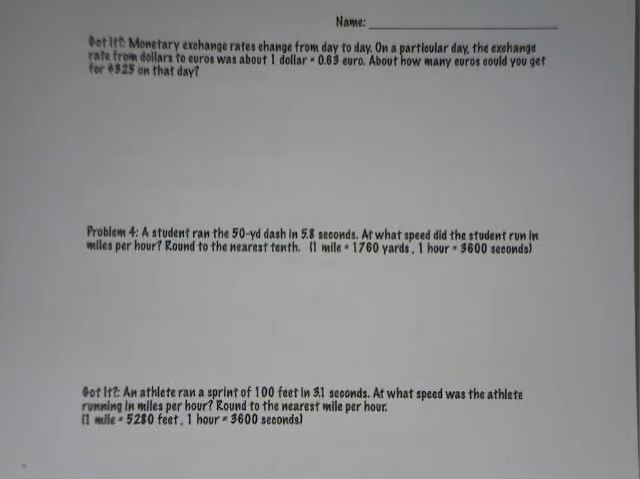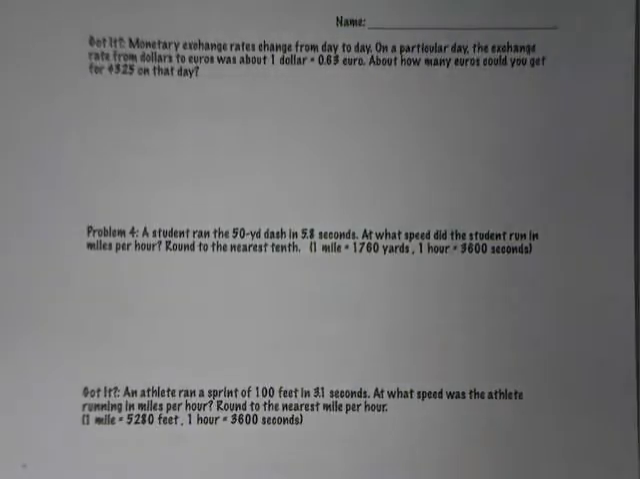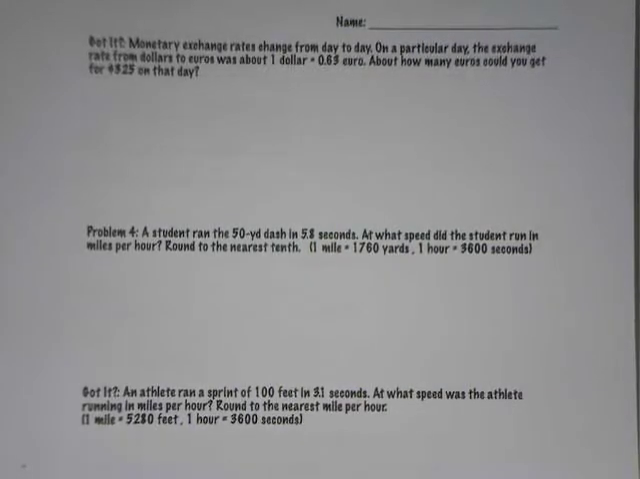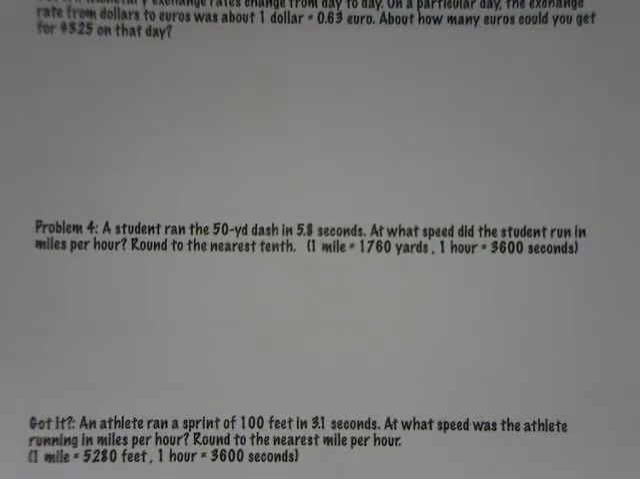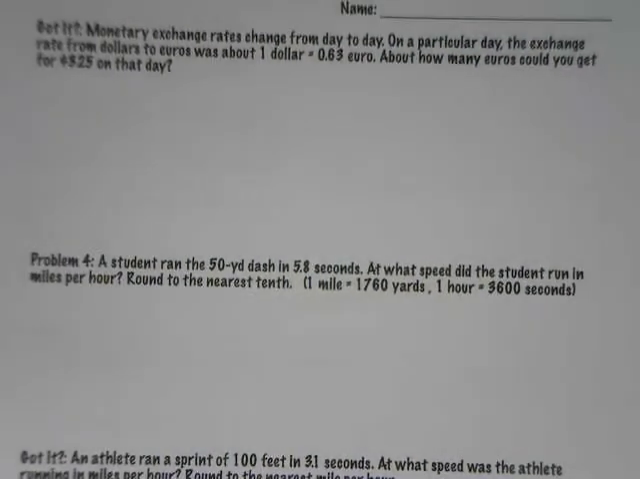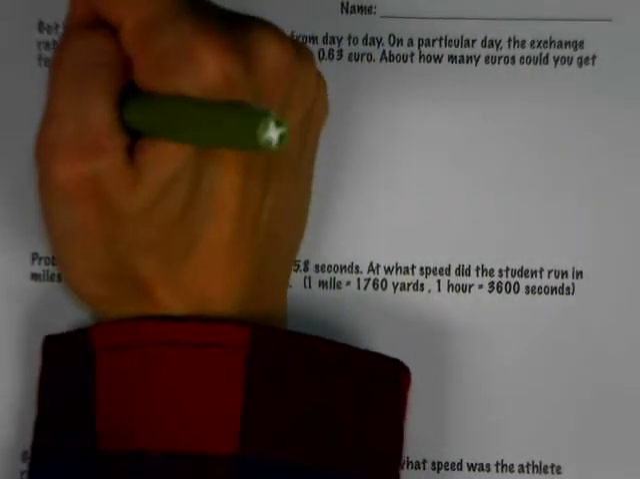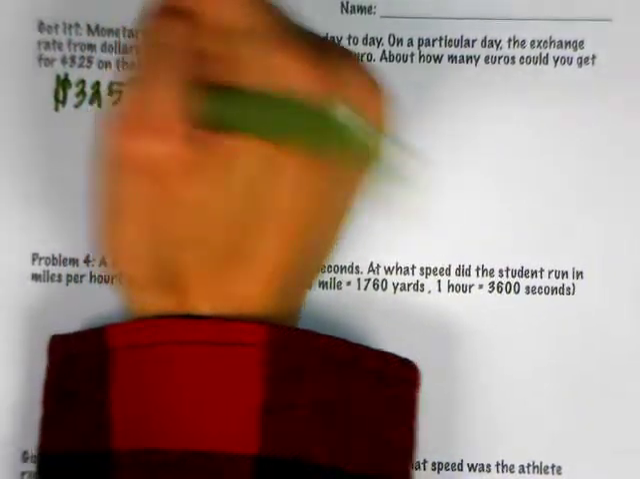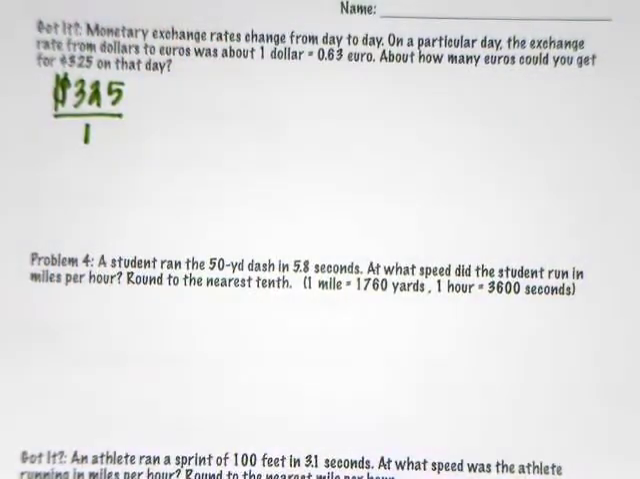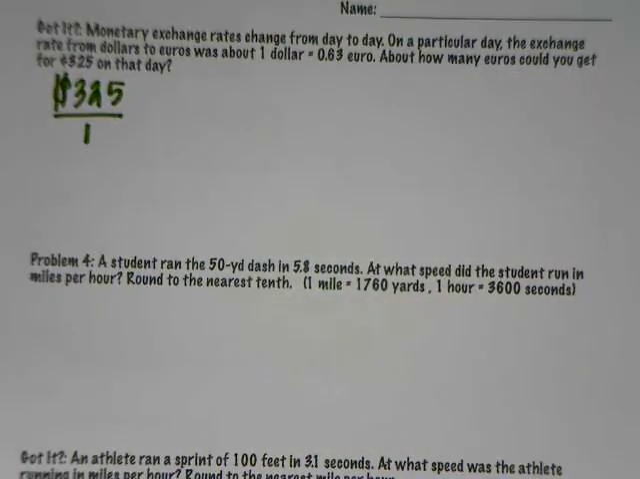All right, so let's go over this. It says monetary exchange rates change from day to day. On a particular day, the exchange rate from dollars to euros was about $1 is equal to 0.63 euro. About how many euros should you get for $325 on that day? So what is our starting value? 325. This one's a little weird because of the symbol we typically use for dollars. If it makes you more comfortable, you can just put 325 and the word dollars, so you can see the actual units.